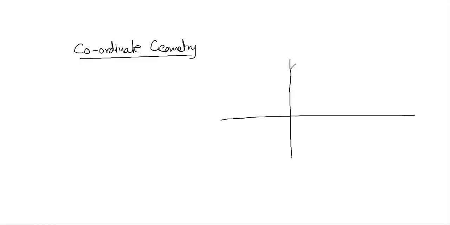So the next topic that we will study is coordinate geometry. I think all of you are familiar with the distance formula. So this is my x-axis and this is my y-axis. If I know the coordinates of two points P1 and P2, suppose the coordinates of P1 are x1, y1 and coordinates of P2 are x2, y2, then I can find this distance P1P2.